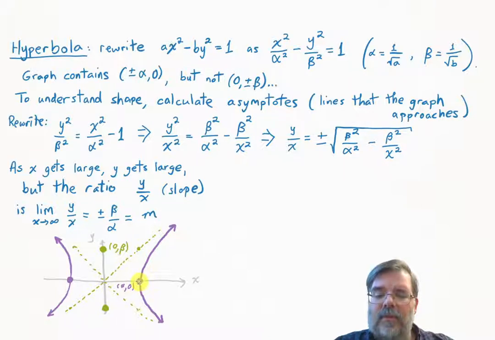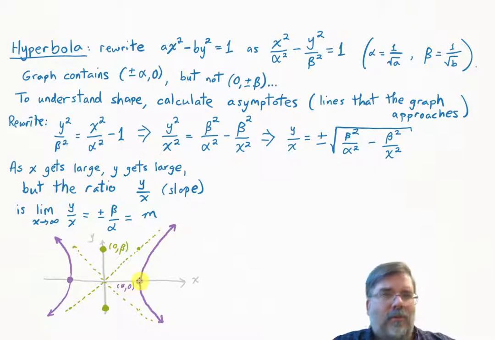But once I know this point alpha, 0 and the point 0, beta, I can draw a point which is above alpha and across from beta, and then I'll draw a dashed line passing through that point. That's one of our asymptotes. And we have a line going symmetrically in the opposite direction. Again, you can draw another point here, maybe aligned with alpha on the x-axis and negative beta on the y-axis. And that gives you the other asymptote.